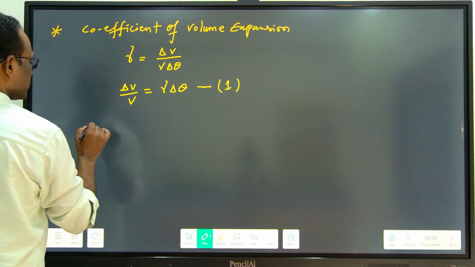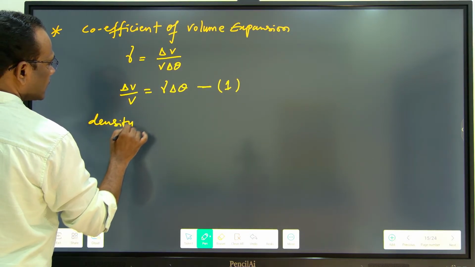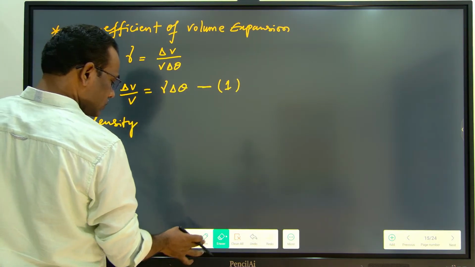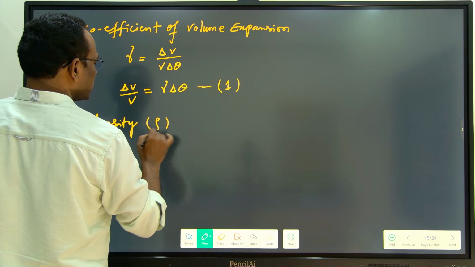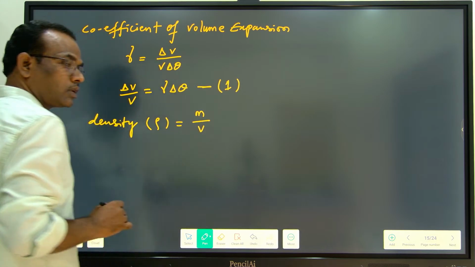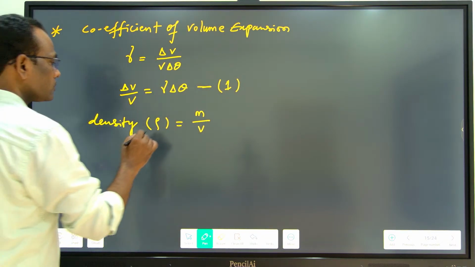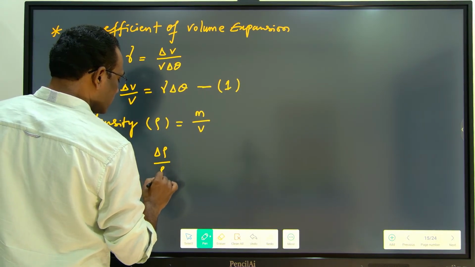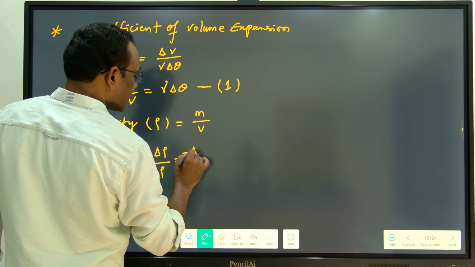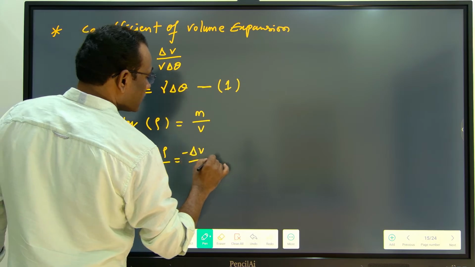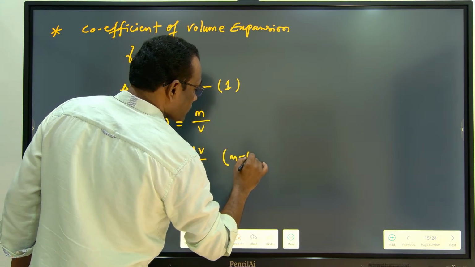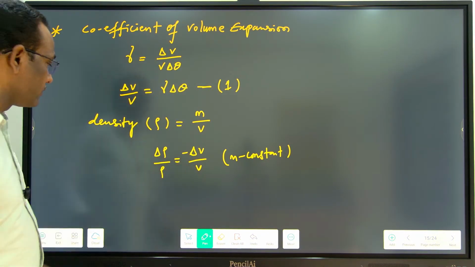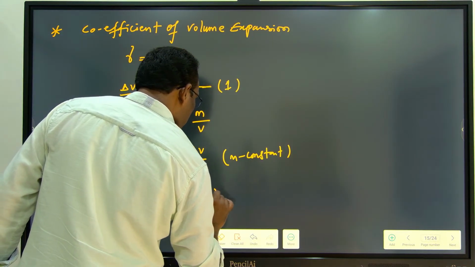Now let's take density. I am taking rho, rho or d also, d can also be taken, no problem. So I am taking rho, that equals what? Mass by volume. So now the formula: delta rho by rho equals what? Here m is constant, that's why minus delta V by V will come. Remember here m is a constant, no change, that's why delta rho by rho equals minus delta V by V. Take this as equation number 2.